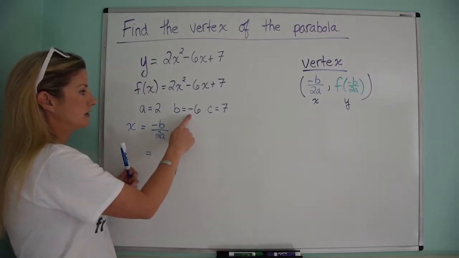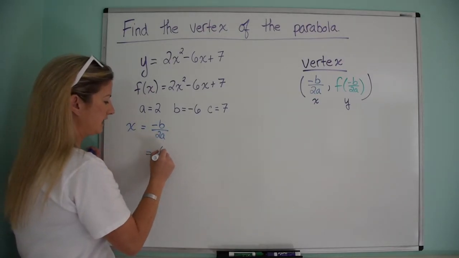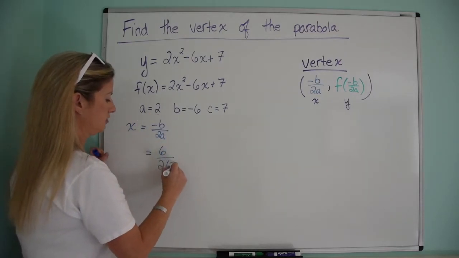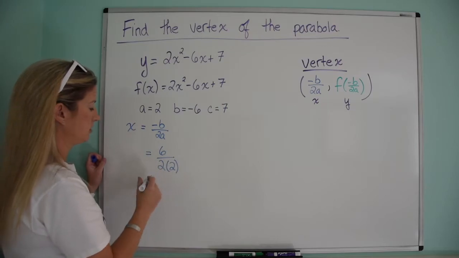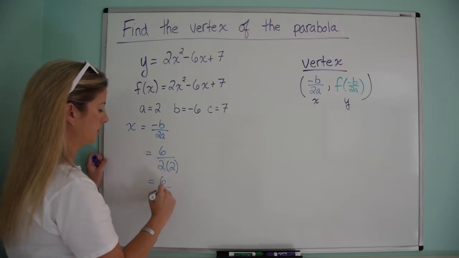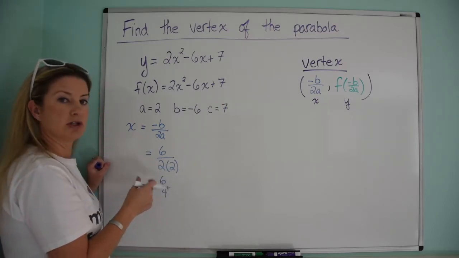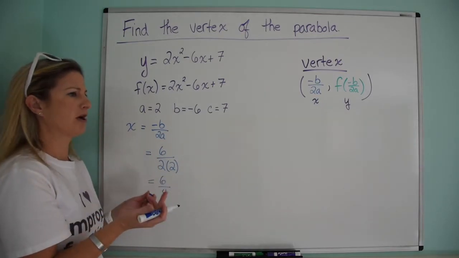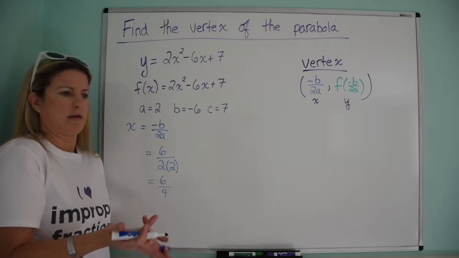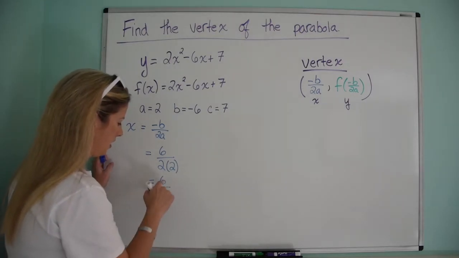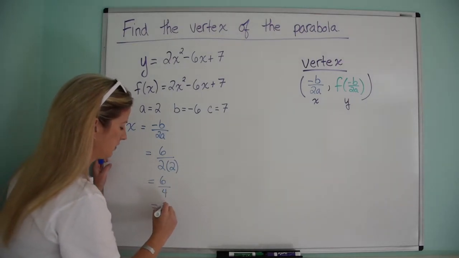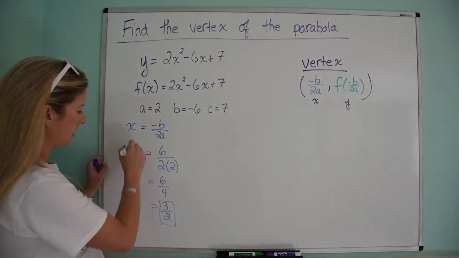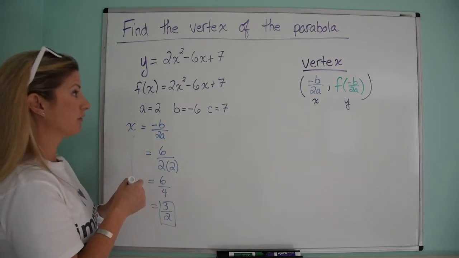All right, so opposite of negative 6 is positive 6 over 2 times A is 2, so that's going to be 2 times 2, so we have 6 over 2 times 2 is 4. Now, make sure you reduce this if you can. You can in this case, but you don't want to be working with bigger numbers than you have to, right? Why do more work than you have to? I wouldn't want to. So they're both divisible by 2, so that's going to be 3 over 2. Perfect. So the x-coordinate of the vertex, okay, is 3 over 2.